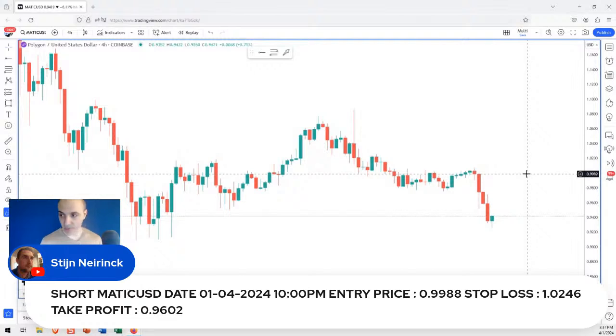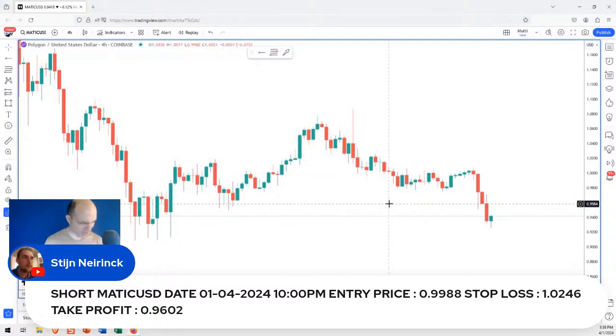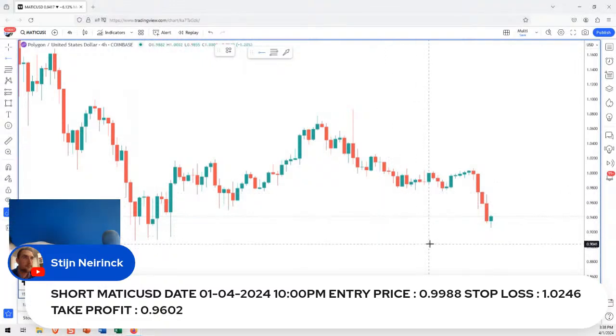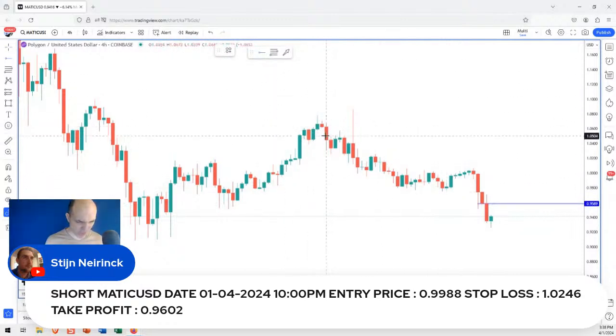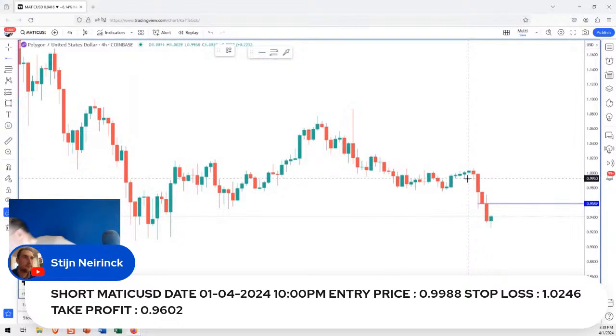So it called it on 4/1. Oh, that was today at 10 p.m. at 4/1. This must be another time zone. 4/1, 10 p.m., entry price 99.88, and the take profit was 96.02. It went there the same day. Yeah, 96.02 is over here. So the entry on this was 99.88.